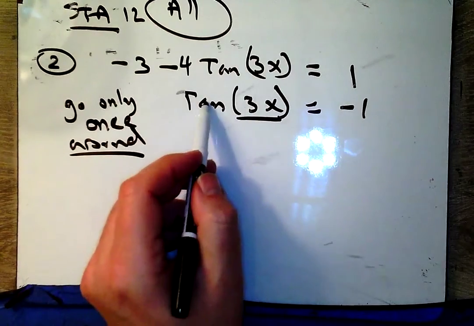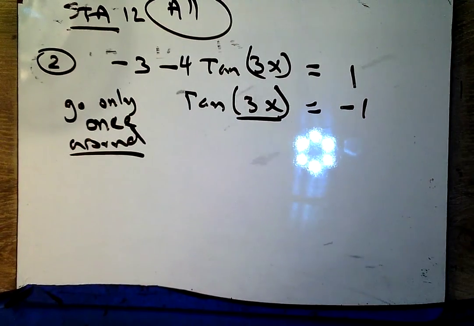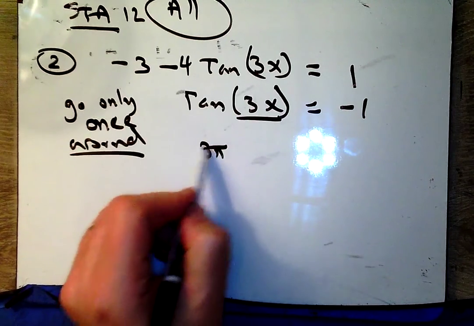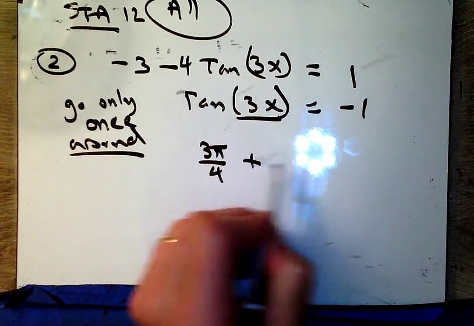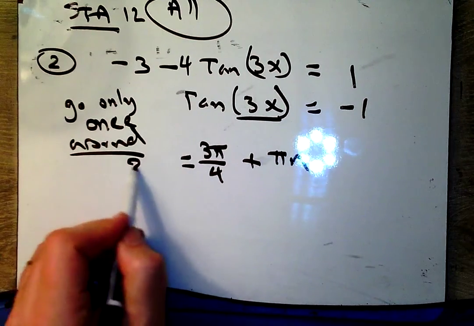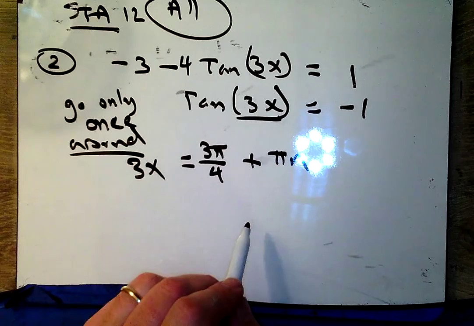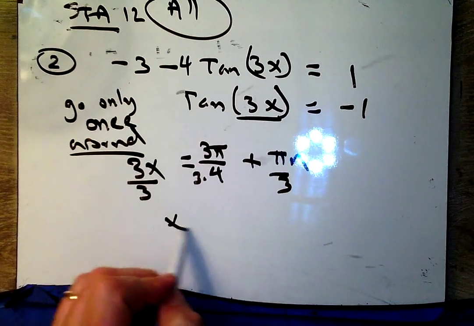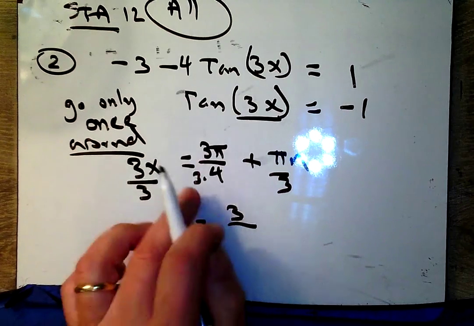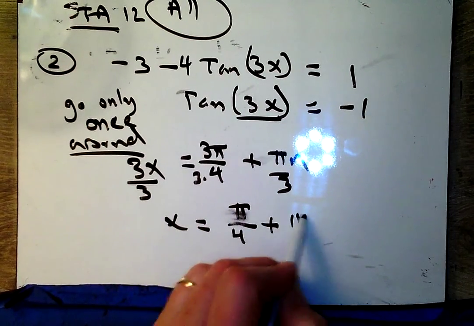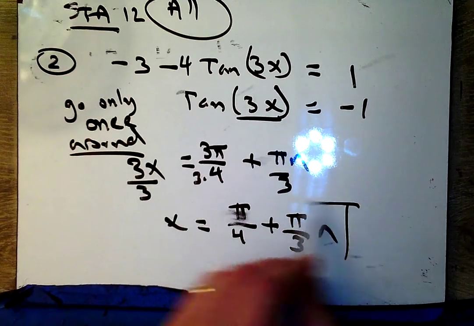Okay, so when is tangent equal to -1? Well, tangent is equal to -1 at 3 pi over 4 plus pi n. But that's what 3x equals. And if I divide everywhere by 3, I get x equals 3 pi, well, I guess I could cancel. Just get pi over 4 plus pi over 3n.